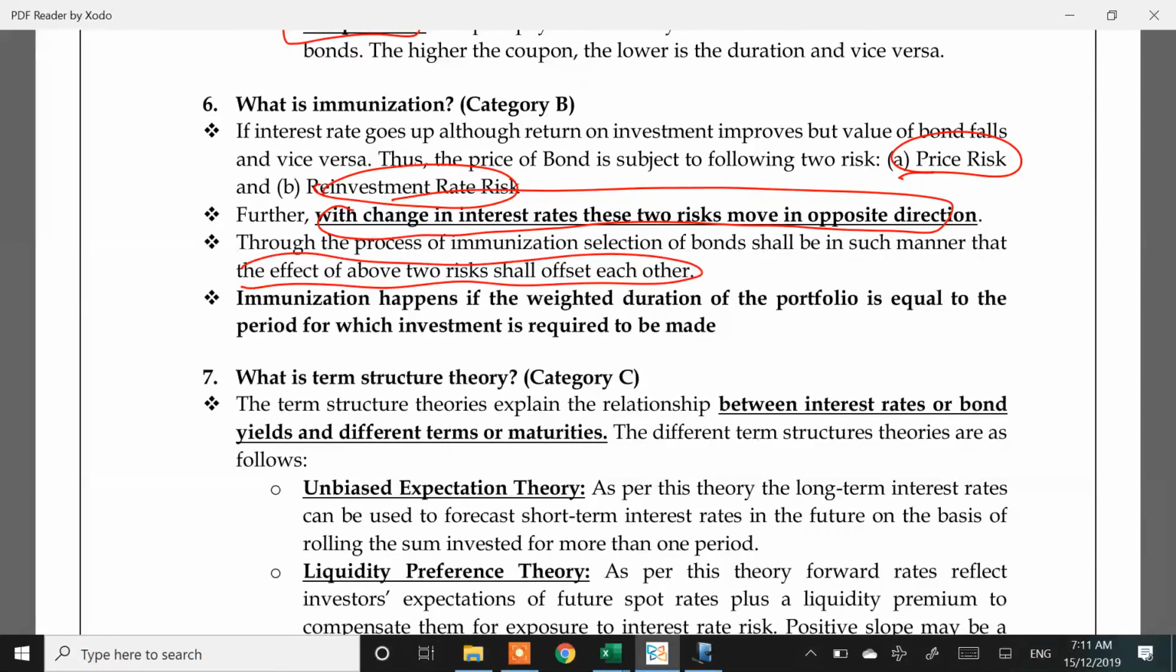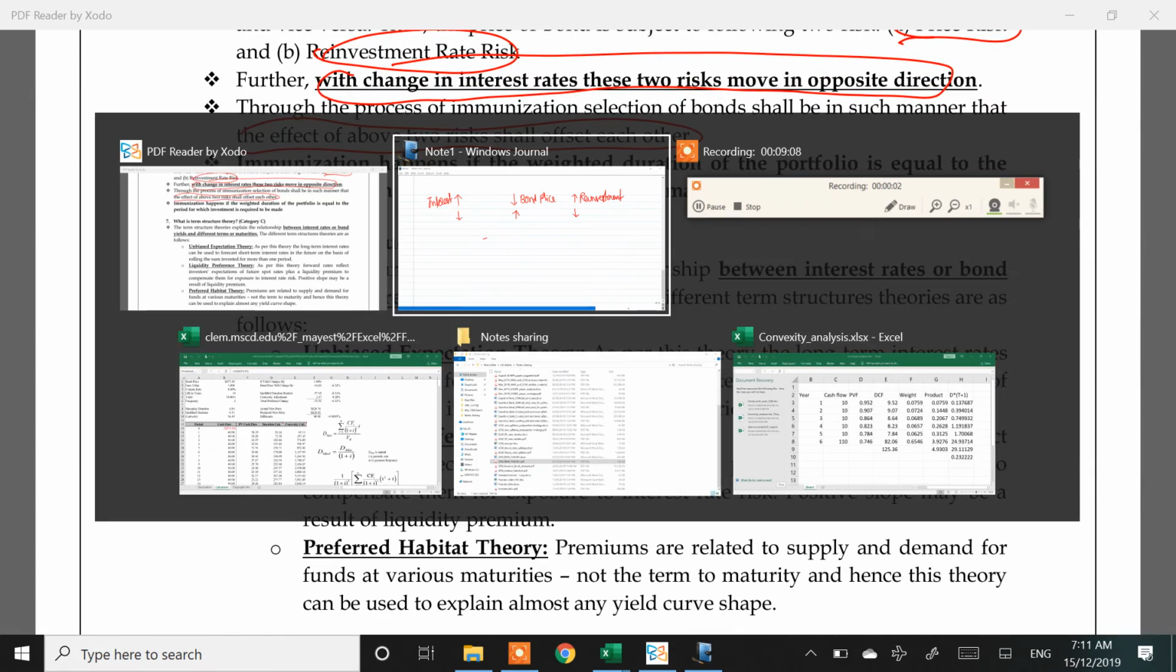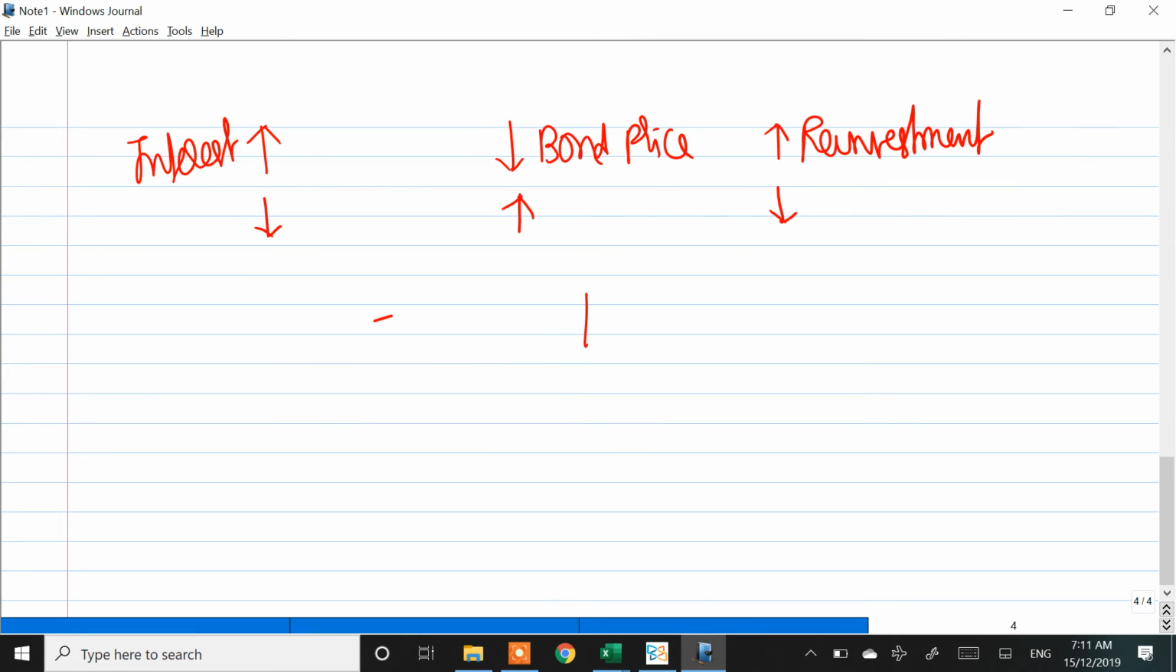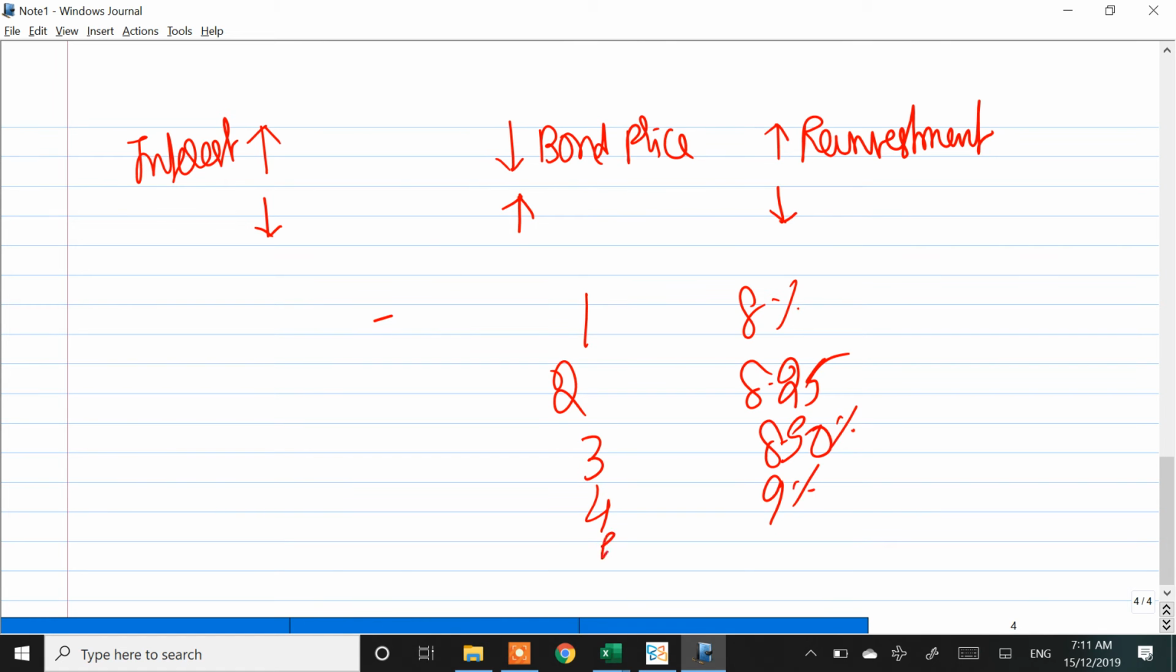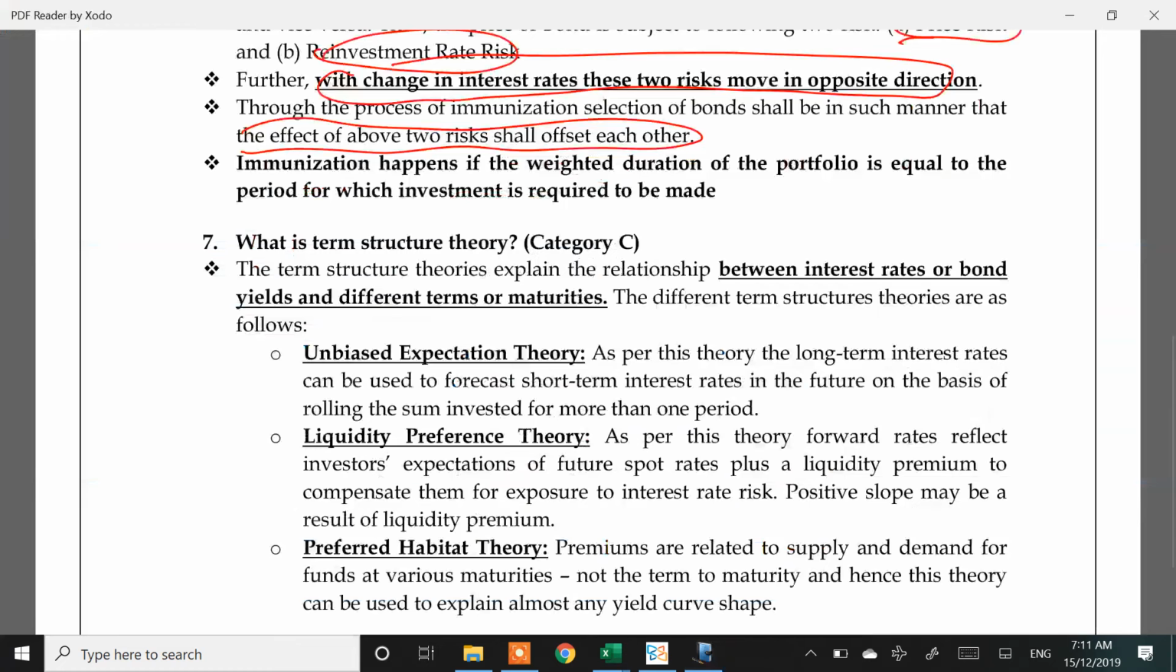What is term structure theory? We'll know the 1 year interest rate is 8%, 2 year 8.25, 3 year 8.5, 4 year 9%, 5 year 9.5. Now with these interest rates in place, I can try to find out what will be the forward interest rate. So the term structure theory represents the relationship between interest rates or bond yields and different terms or maturity.